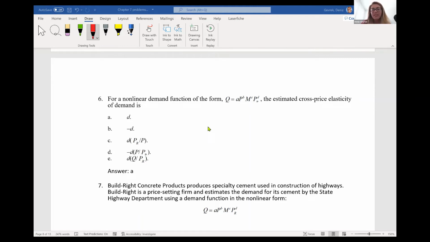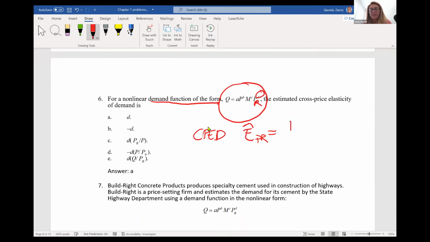For a nonlinear demand function in this form, the estimated cross price elasticity of demand. This is a knowledge question. When you have this kind of exponential function, the cross price elasticity of demand, E hat PR, whatever it's called, is going to be the coefficient of this guy, D.